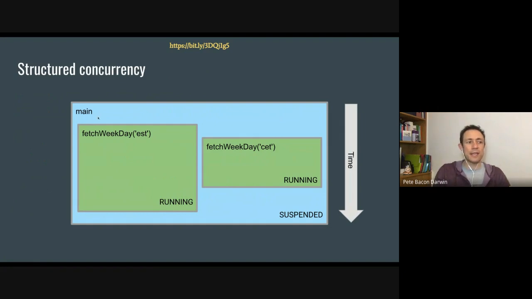So here you can see we started the main function, and it's kicked off both of these two child processes. While they're both still running, the main one is suspended. It's not going to move forward. Then one of them will complete, but the other one hasn't completed, so we're still suspended. And then finally, when the last one completes, we can finish and complete the whole process.